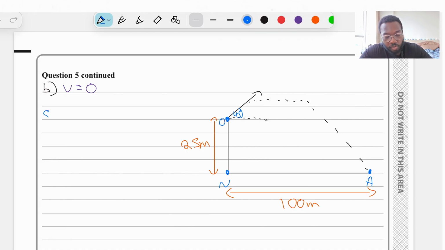Well, we want to work out the distance, right? That's what we want to work out. So it will be S. Now, what will our U value be? Our U will just be U sin 45.